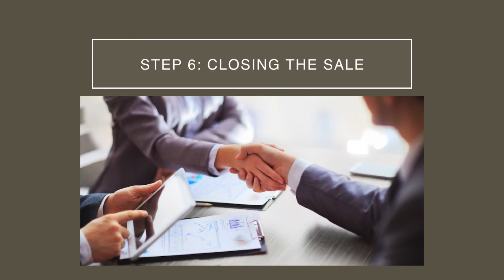Okay, so our 7 steps in the sales process were preparing and researching your product, step 1. Step 2, building rapport with your customer. Step 3, determining customer wants and needs. Step 4 is highlighting features and benefits of your product. Step 5 is handling customer objections. Step 6 is closing the sale. And step 7 is following up.